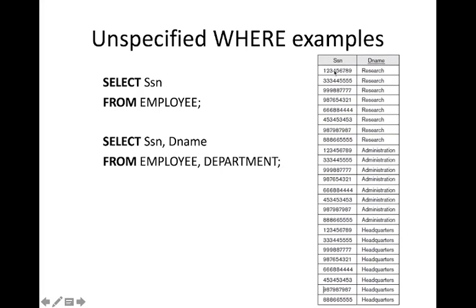So 1, 2, 3 are the SSN values, and these are all the D names. We have three departments actually: research, administration, and headquarters. These are the 8 employees. So all the 8 employees combine with research, this is another 8 employees in the administration, and this is another 8 employees in the headquarters. This is actually the cross product that is happening. So when we specify like this without a where clause, the cross product is taken.